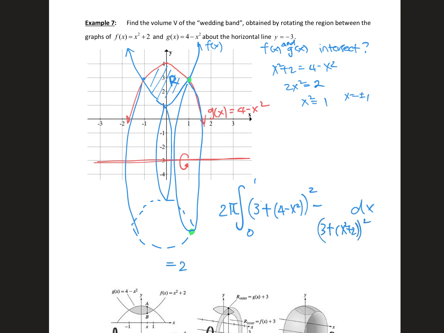So 2 pi, integral from 0 to 1, of 7 minus x squared, squared, minus 5 plus x squared, squared, dx. It gets a little more complicated if I'm rotating about something other than the x-axis. Here, I'm just looking at the graph, and I have to add 3 because the radius gets larger. There are times when the radius gets smaller, then I just have to subtract that much, right? So this is how I'll set it up. And here you get 96 pi over 3 as the final answer. And that's it for this section.